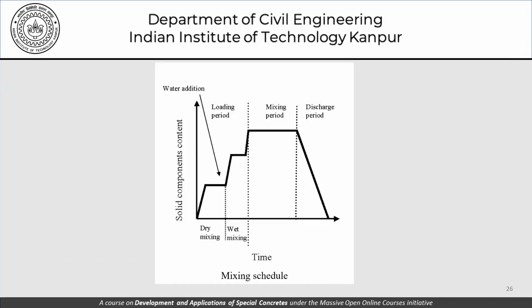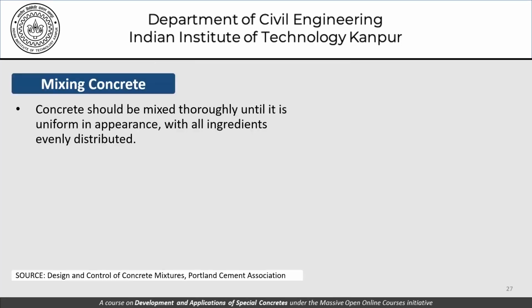Once again, I show you this schematic representation of the mixing process, the dry mixing, the wet mixing, the real mixing period, and the discharge on a schematic diagram. And we try to come to the discussion on mixing concrete. The concrete should obviously be mixed thoroughly until it is uniform in appearance with all its ingredients uniformly distributed. That is the essence of the mixing process.